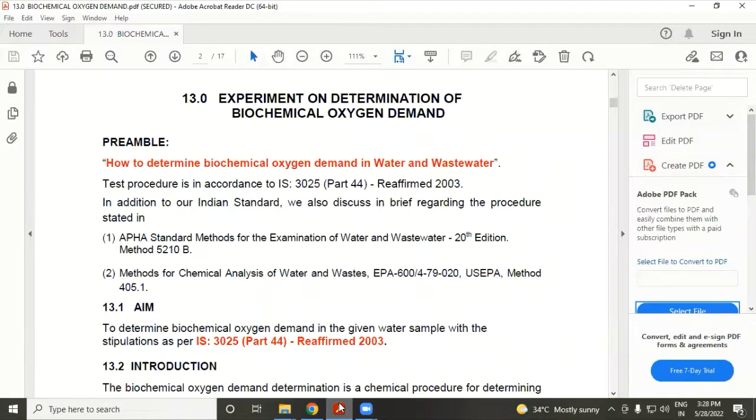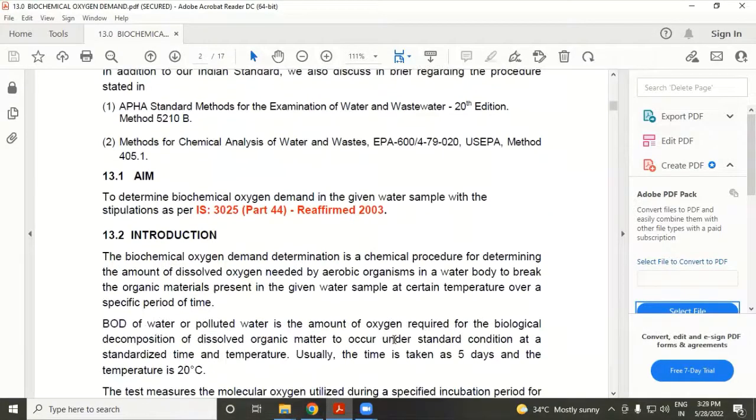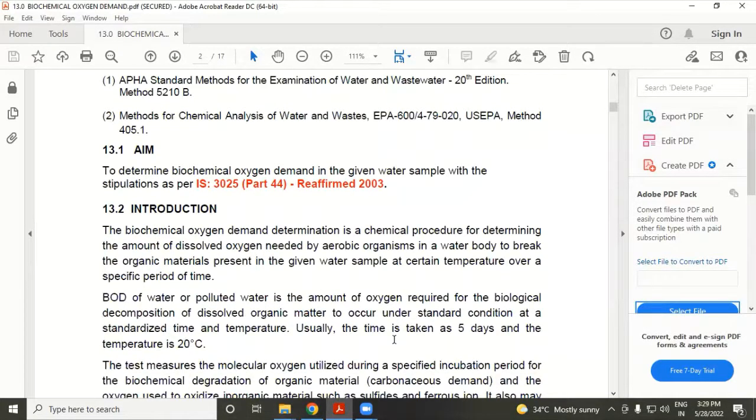So good afternoon, students. Today we will discuss an experiment on the determination of BOD, meaning biological oxygen demand. The aim of this practical is to determine the biological oxygen demand for the given water sample as per IS 3025.